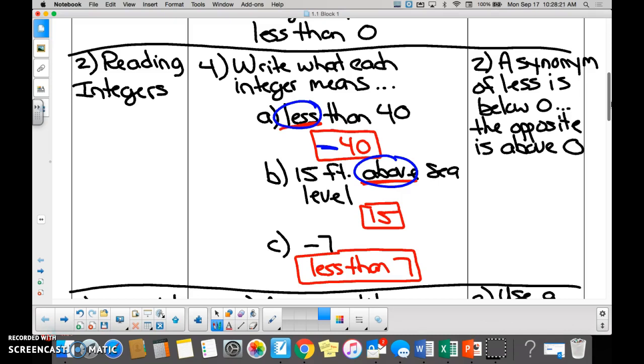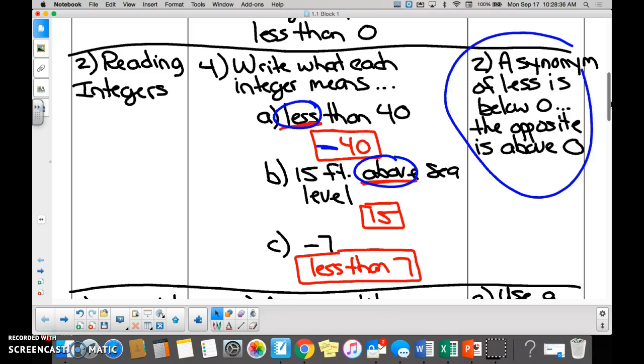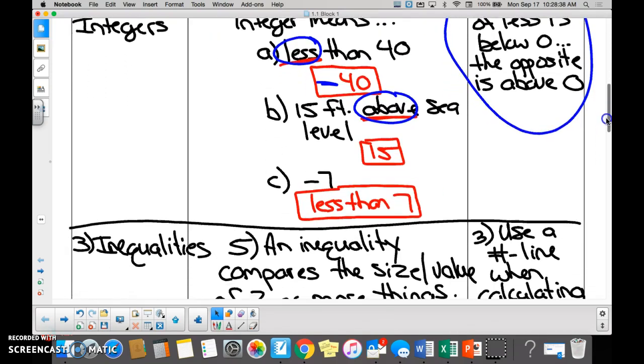Can somebody give me another word that might mean positive or negative and what it means? Leah. More. More would probably mean positive. Okay, you guys get the idea? Okay, and then we're looking at our cheat sheets over here. This is a good cheat sheet. A synonym of less is below 0. The opposite is above 0, and so on and so forth. So that's a good example.